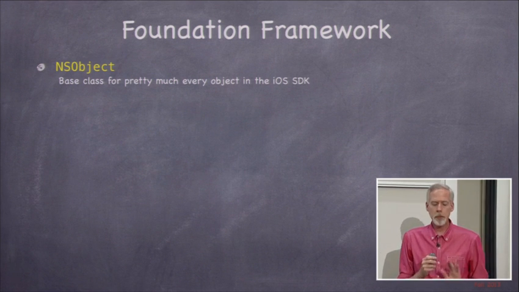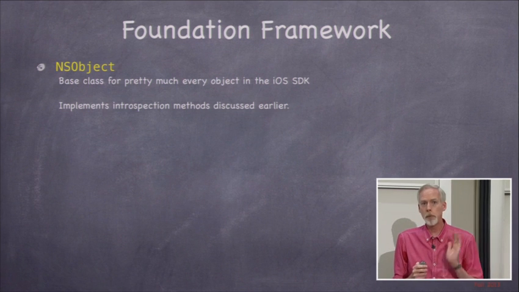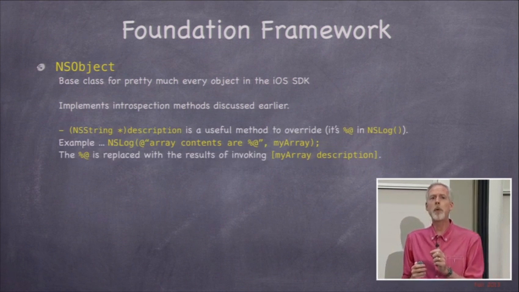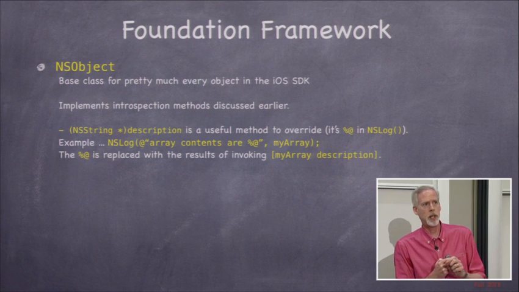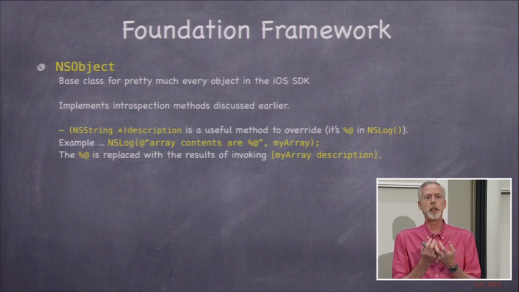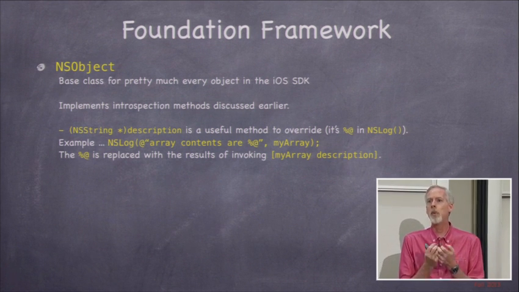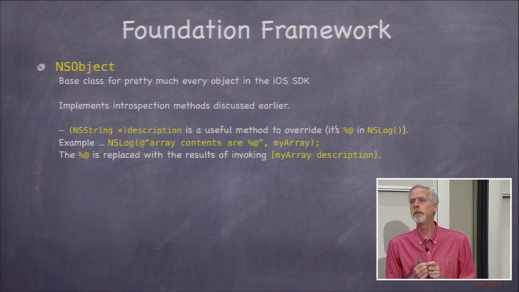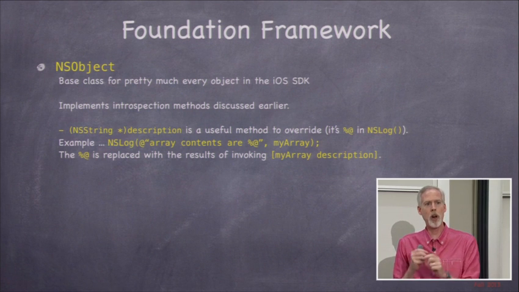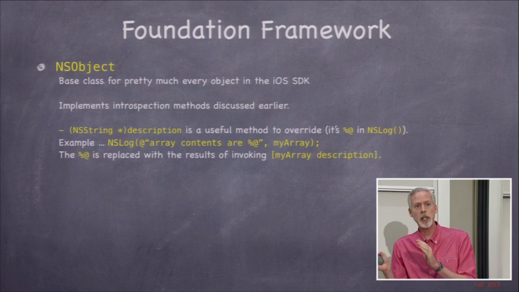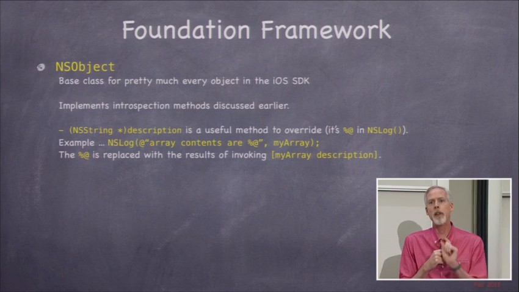But you know that NSObject is the base class for all objects. It implements those introspection things. It also implements this very important method called description. Description just returns an NSString, and it's supposed to return a string that describes this object. When do we ever use this? Two places. One, NSLog. When we're debugging, we like to NSLog %@, and when we do %@, the matching object gets sent description, and that's what gets sent out.